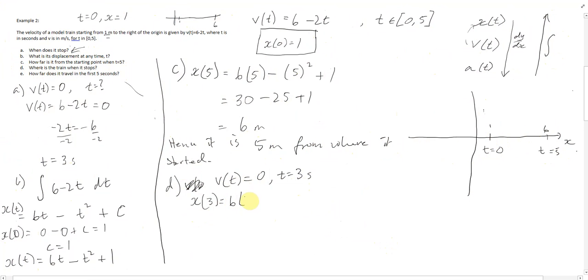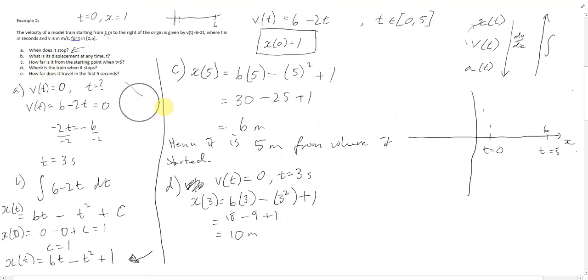6 minus 3 squared plus 1. So remember, here's our displacement equation down there. That's where I'm getting it from. 6 3's are 18, 3 squared is 9, plus 1 equals 10 meters. So there we go. Where is the train when it stops?